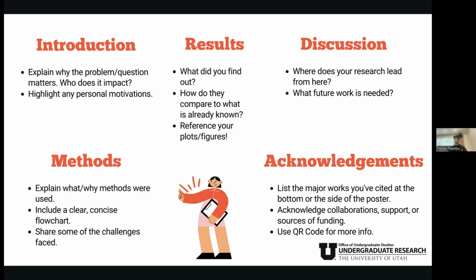Also list some major works you've cited at the bottom or the side of your poster. Most importantly, the most notable ones that have contributed to your particular research. Some people use QR codes just for the acknowledgements if they don't have room. This is a great way to save space if you don't have room to put out all the major works you've cited or acknowledge a lot of the people that you want to end up thanking.